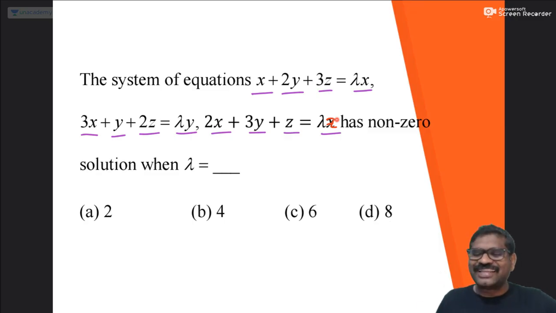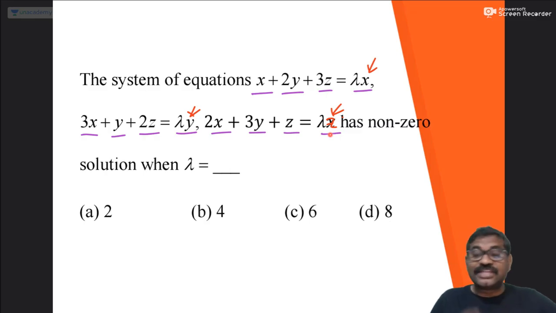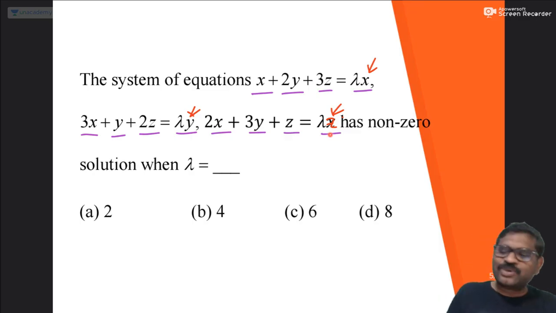Only the thing is, they have given lambda x, lambda y, lambda z on the right side. There is no constant term in your equation. It is a homogeneous system. Okay, send lambda x, lambda y, lambda z to the left side. You will get homogeneous equations.